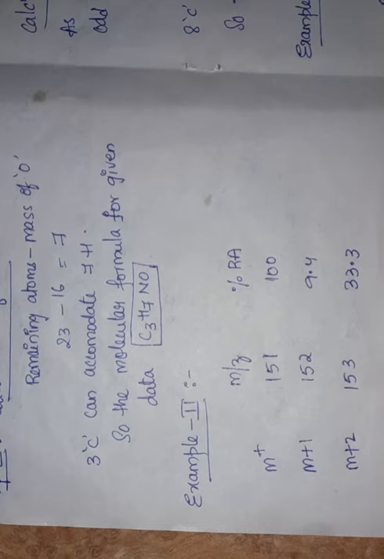M plus 1 peak is 152 m/z and 9.4 relative abundance. And for M plus 2, the m/z value is 153 and relative abundance is 33.3%. Here you need not calculate any intensity increases because we already have a base peak of relative abundance 100%. So no need to calculate intensity increases.